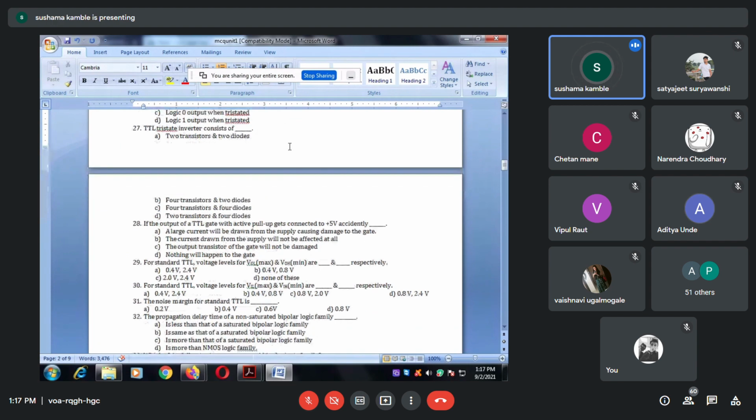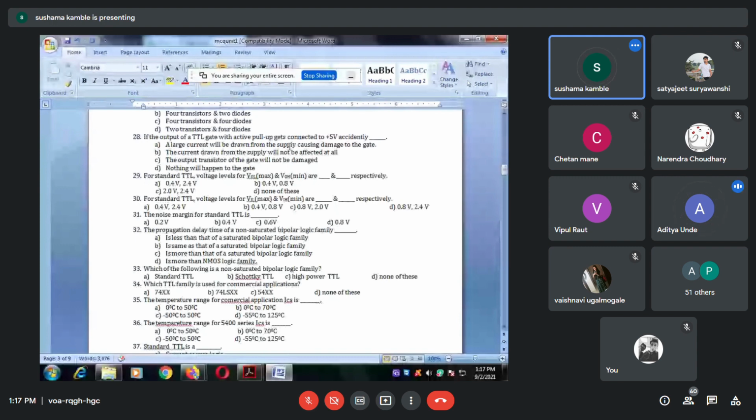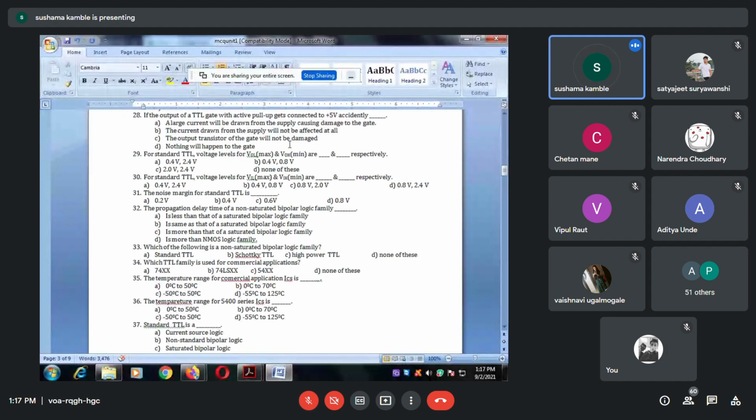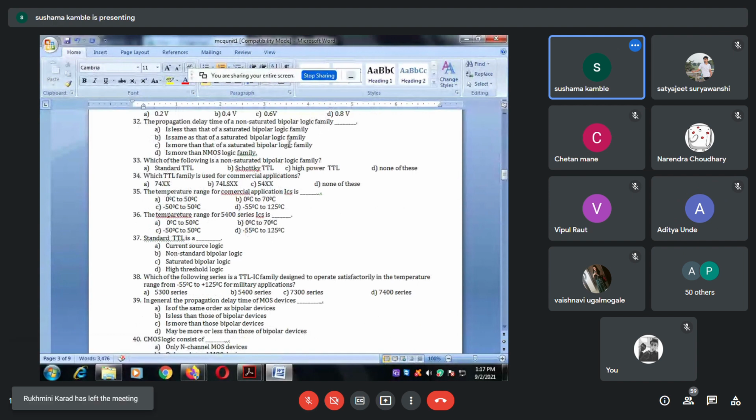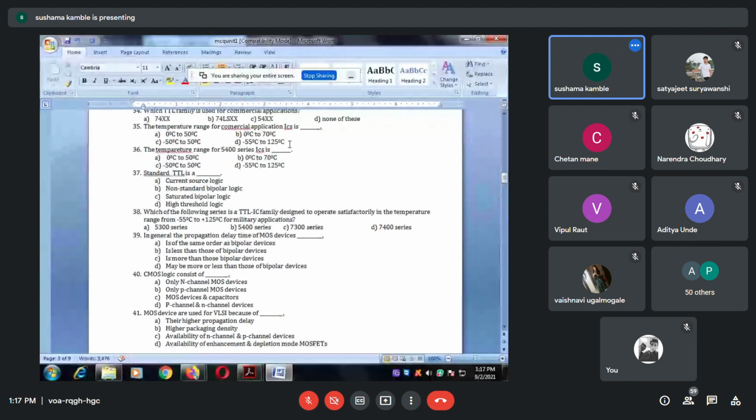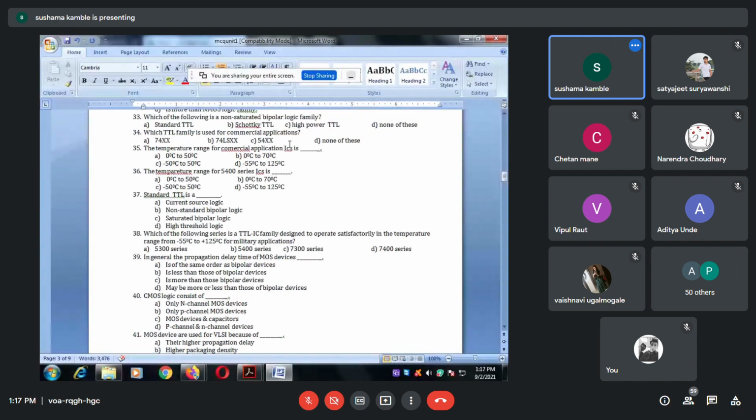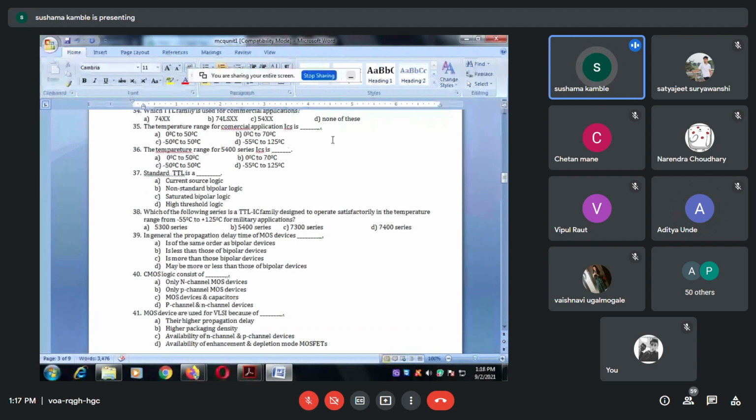TTL tri-state inverter consists of... नहीं, इस MCQ में कई है वो सिर्फ ENTC के स्टूडेंट्स के लिए है, for standard detailed voltage levels in order to study this microelectronic family short detail. This is not in detail. Okay. The temperature range for commercial application ICs is 0 to 70. Option B. Very good.